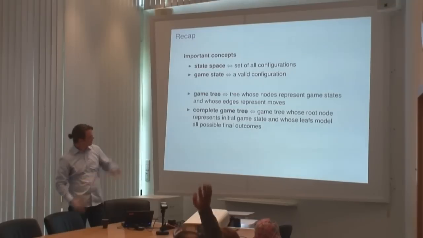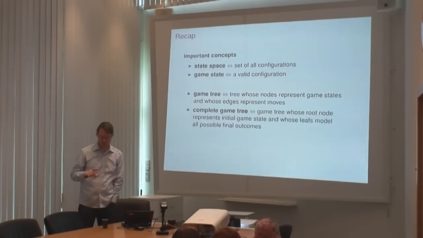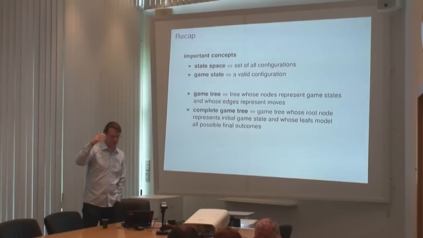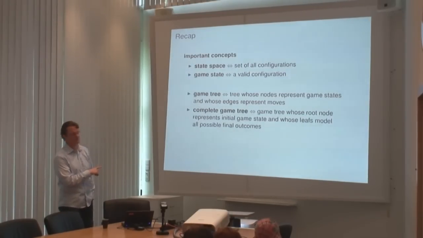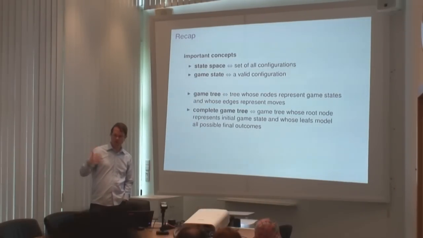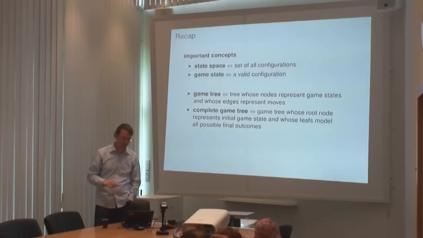And the complete game tree is then that game tree whose root corresponds to the initial game state. In the case of tic-tac-toe, that would be the empty field. In the case of chess, that would be the initial placement of all the pieces on the chessboard. And whose leaves in that complete game tree would correspond to every possible outcome of the game. In the case of tic-tac-toe, there are so and so many possible outcomes, say for player one to win, so many outcomes for player two to win, and so many draws. And these would be represented in the leaves of the complete game tree.